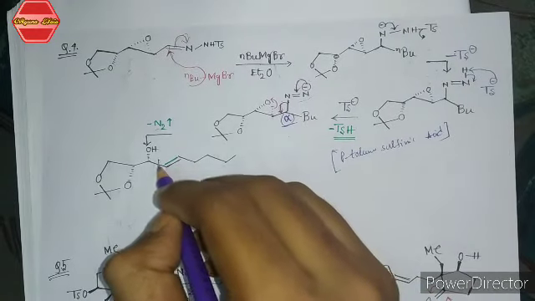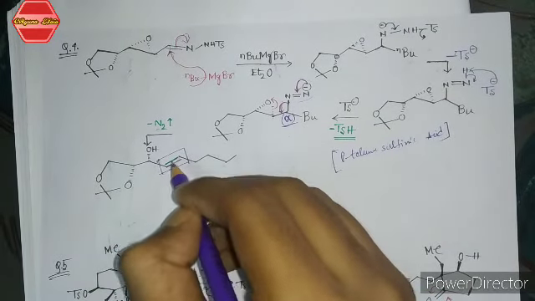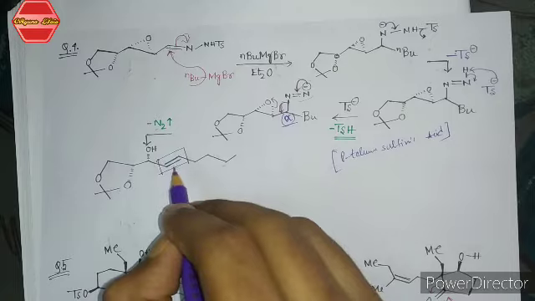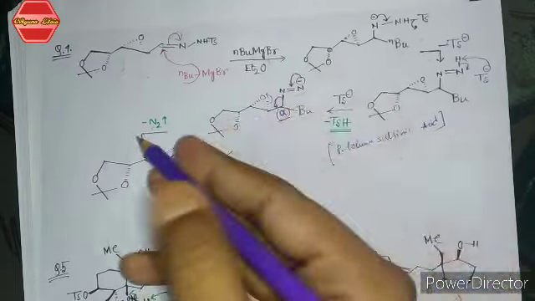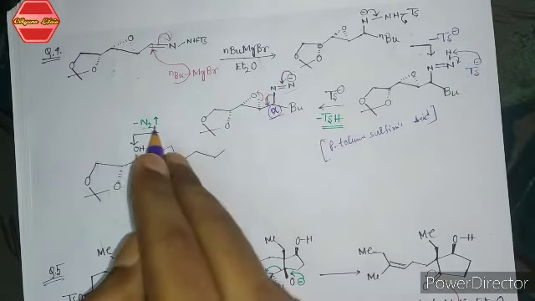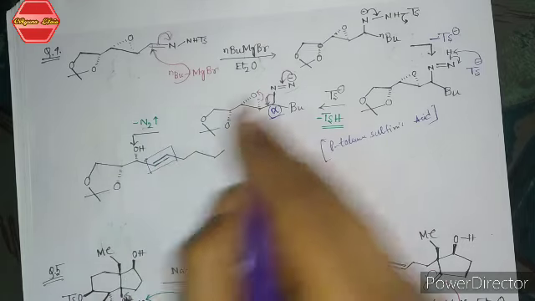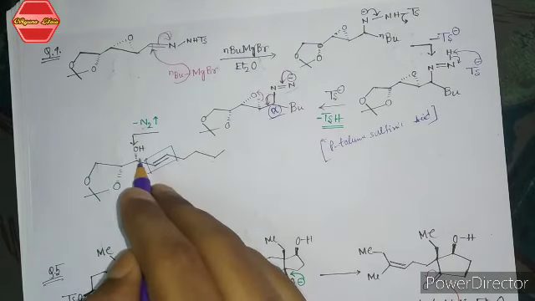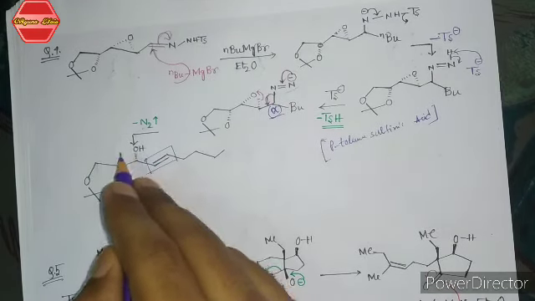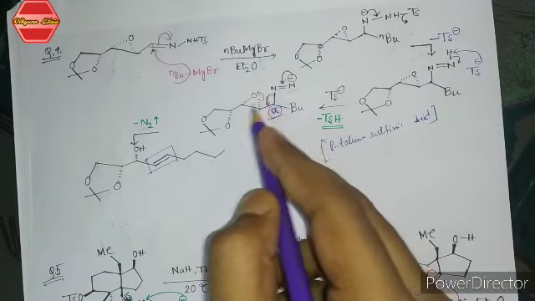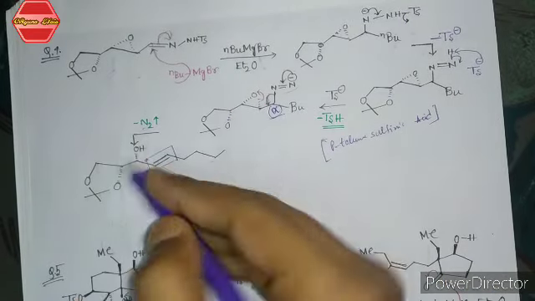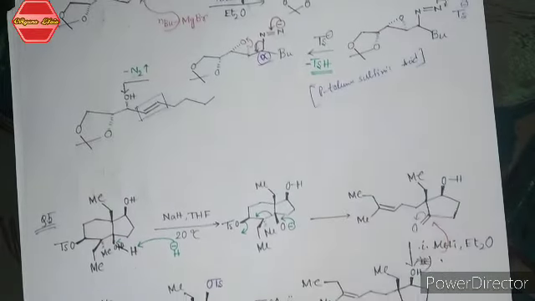Now this alkene is formed, which is written over here in green color, and the ring opens up. When the ring opens up, it maintains its stereochemistry. This epoxide is on the backside, so this OH is also formed on the backside. This is how the overall reaction proceeds.